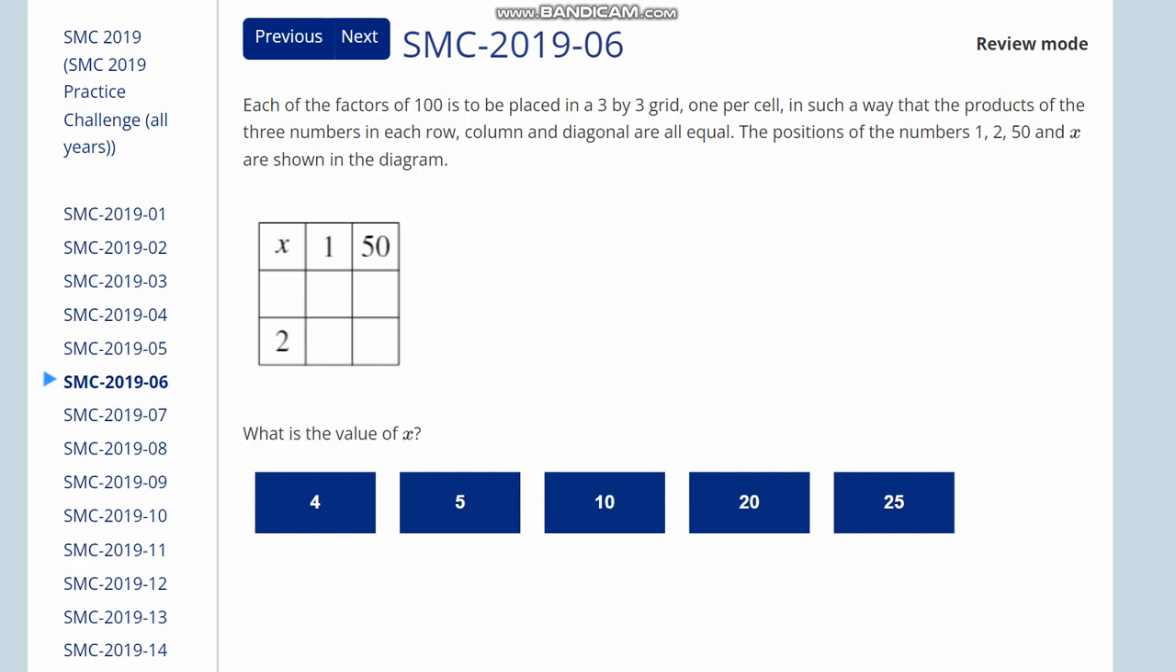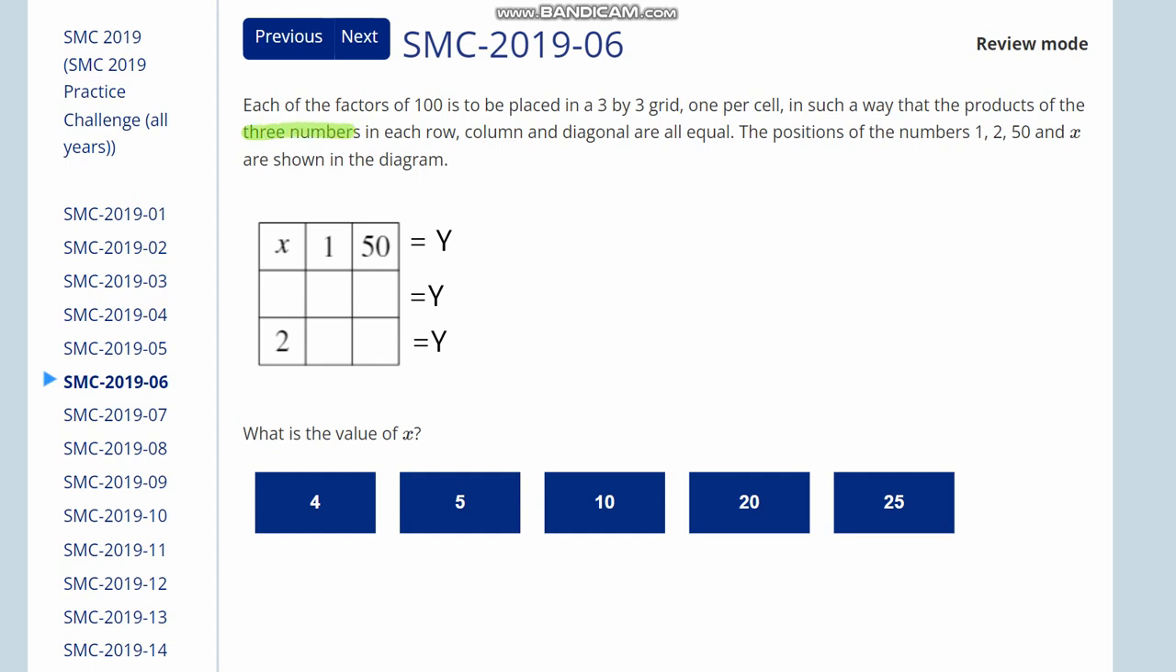We're told that in this question, each of the factors of 100 is placed in a 3 by 3 grid, one per cell, in such a way that the products of the three numbers in each row, column, and diagonal are all equal. Positions of the numbers 1, 2, 50, and x have already been put on the diagram.